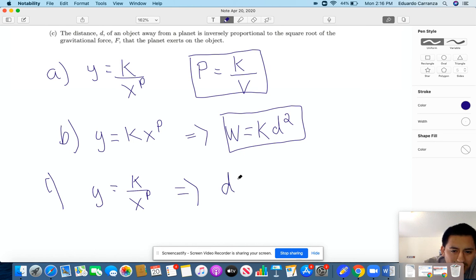So we're going to have d is equal to, since we are inversely proportional, k going here in the numerator, and then we're going to be divided by the square root of the gravitational force. So we take the square root of the gravitational force F, and this is our formula. Cool.